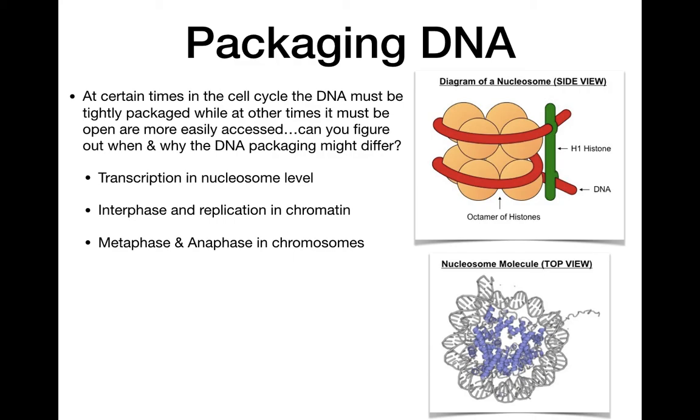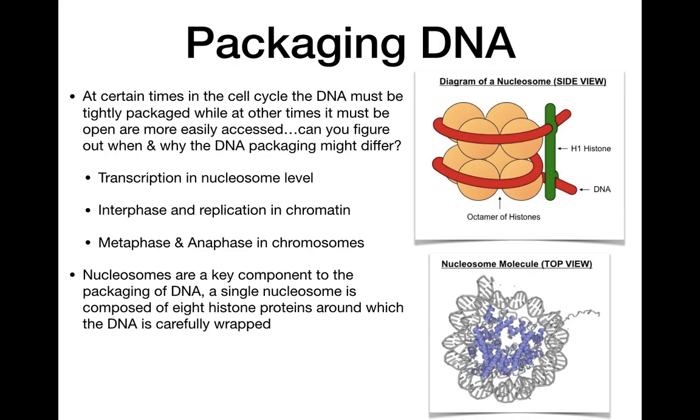Metaphase and anaphase go back into chromosomes, because we need to be able to move the DNA around correctly and accurately and not miss any DNA for any particular cell. So we have it in chromosomes. Those are three main different times, different situations here: chromosome, chromatin, or nucleosome. Now the IB requires that you understand what nucleosomes are and their structure.